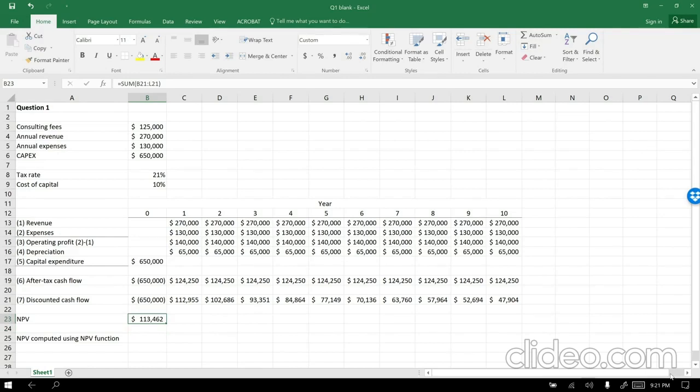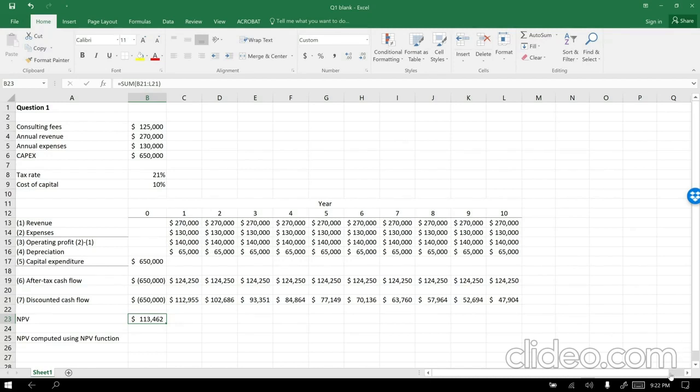Now, what about consulting fees? Since we paid these fees last year, they are sunk, and we should not take them into account when making our decision whether to open the restaurant or not. Since the net present value is positive, $113,462, we should go ahead and open the restaurant.